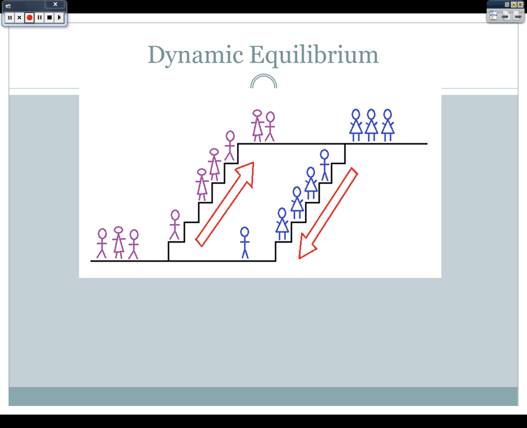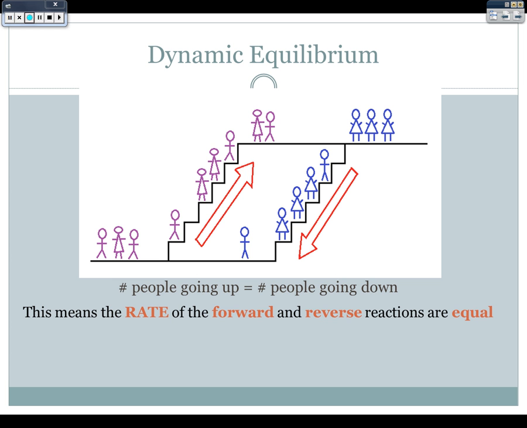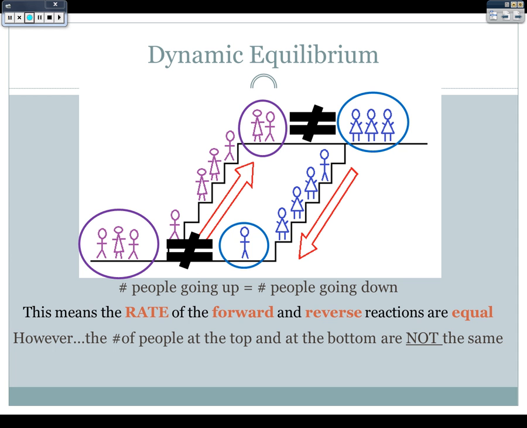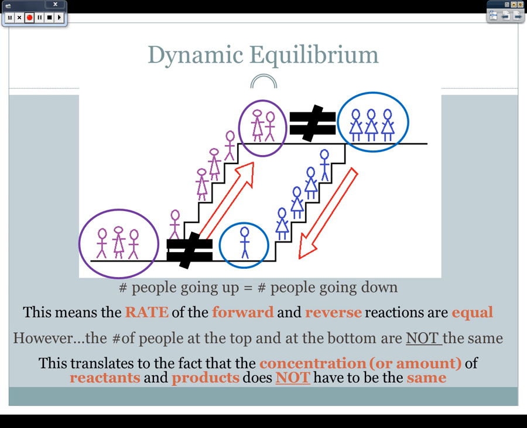Okay. So taking a look at the picture again, the number of people going up is equal to the number of people going down. This means that the rates of the forward and reverse reactions are equal. However, the number of people at the top and the bottom are not necessarily the same. That doesn't equal, okay? And more importantly, 5 does not equal 4, all right? So this translates to the fact that the concentration or amount of reactants and products does not have to be the same in order for a dynamic equilibrium to exist.